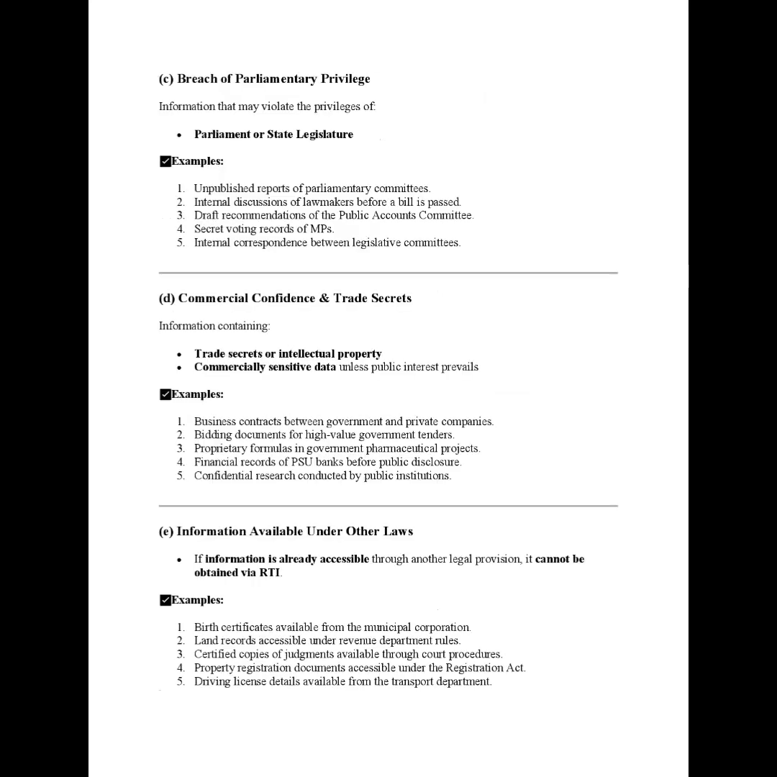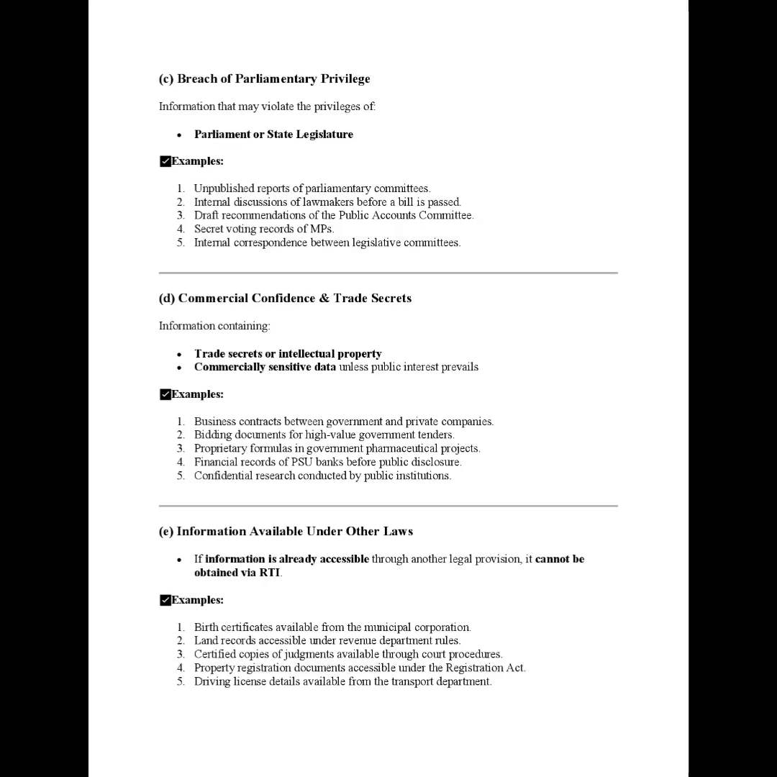C. Breach of parliamentary privilege: information that may violate the privileges of Parliament or a state legislature. Examples: 1. Unpublished reports of parliamentary committees. 2. Internal discussions of lawmakers before a bill is passed. 3. Draft recommendations of the Public Accounts Committee. 4. Secret voting records of MPs. 5. Internal correspondence between legislative committees.